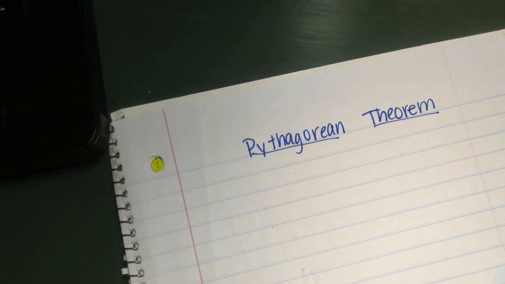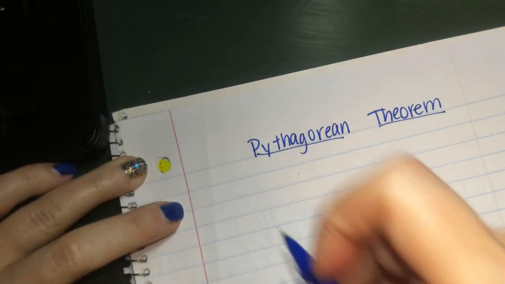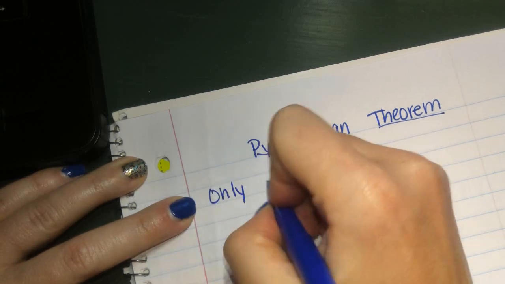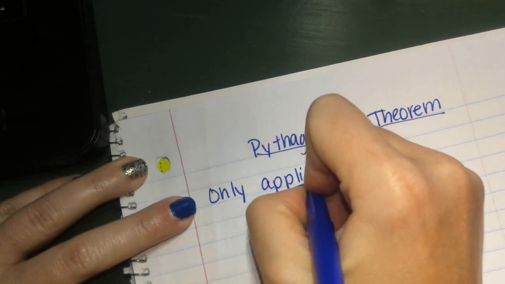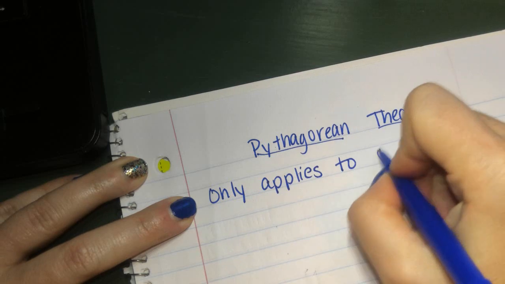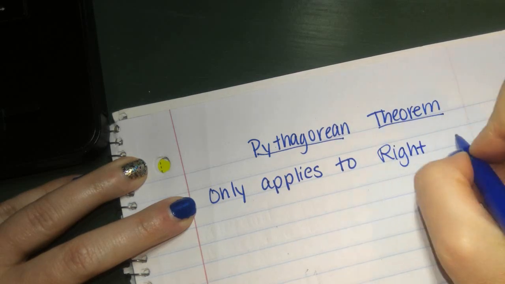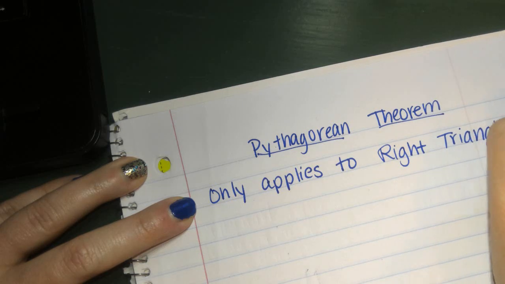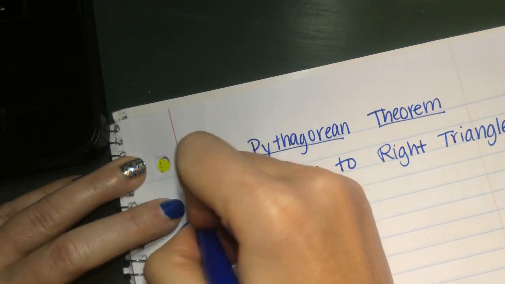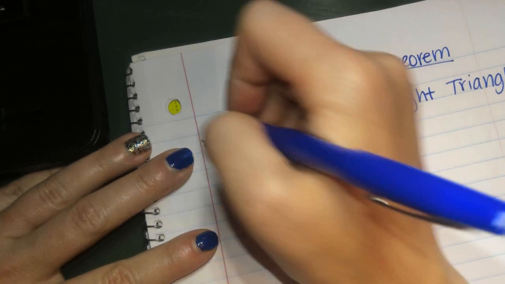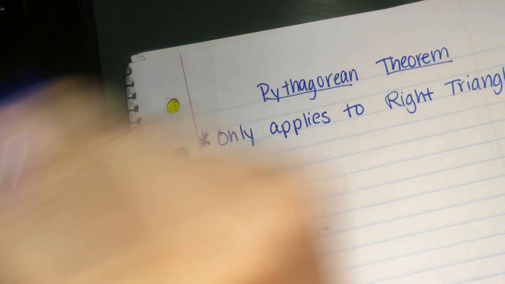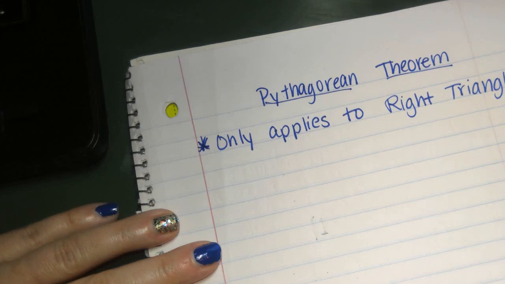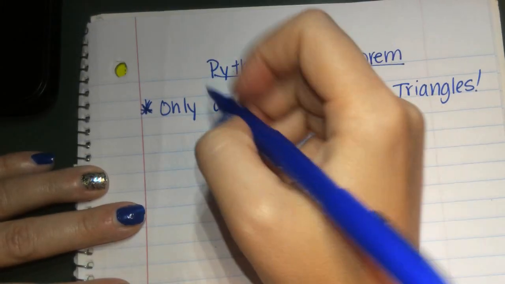Pythagorean theorem. Okay. It only applies to a right triangle. Okay, that's the key. If the triangle you're looking at is not a right triangle, you cannot use the Pythagorean theorem to figure out the measures of the sides of the triangle.